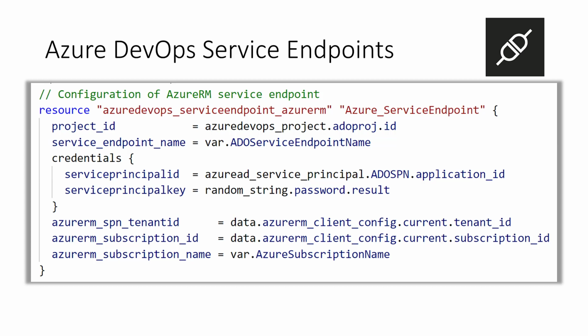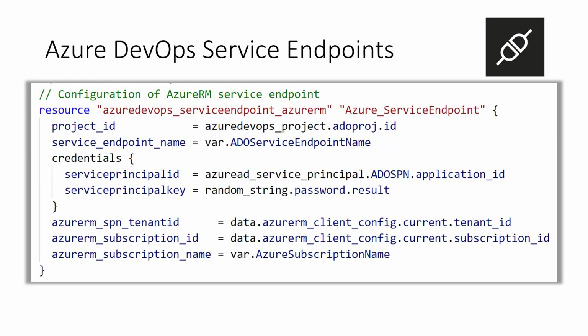This is what allows your Azure DevOps project access into your Azure subscription and tenant to be able to, say, trigger that deployment and actually create the deployment of whatever you're pushing through your pipeline. So we have the service endpoint name and all that good stuff. We have the SPN application ID and a password that we are randomly generating as part of that. And then we're linking it to the specific tenant ID, subscription ID, and so forth.